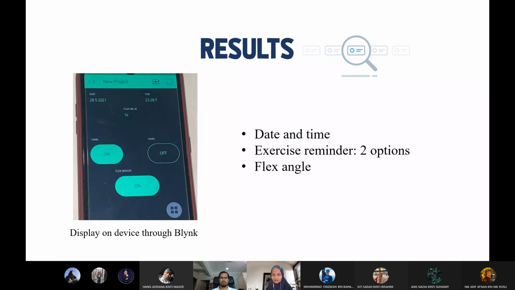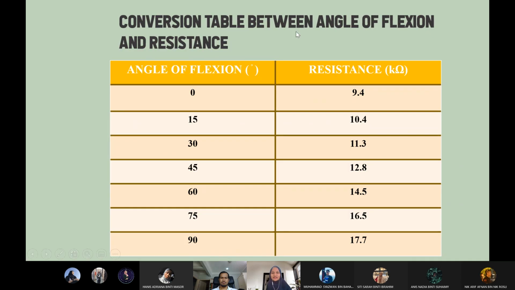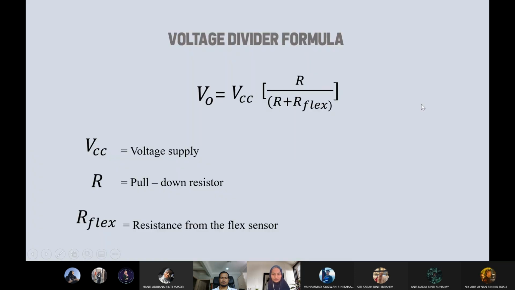Here is the conversion table between angle of flexion and resistance, because this result is to prove that when the flex sensor is bent, the terminal resistance also increases. And the voltage divider formula is for converting the resistance parameter to the voltage parameter. So with increasing bend in the flex sensor, the voltage output indicates the voltage drop.